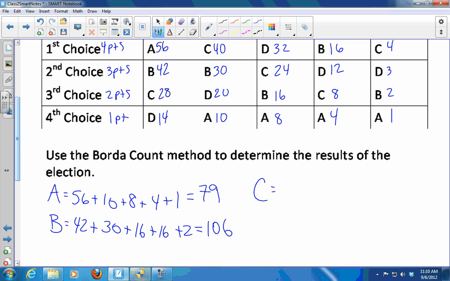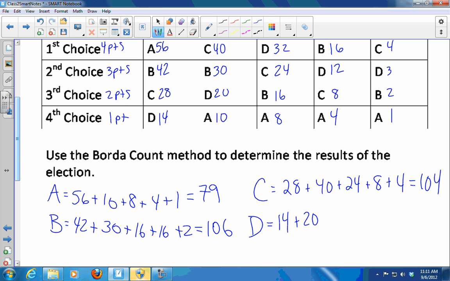And candidate C has 28 plus 40 plus 24 plus 8 plus 4. So that's 68, 78, 88, 92, 100, 104. And then D has 14, 20, 32, 12, and 3, and that adds up to 81. Okay, so who wins? B. Candidate B got the most points. Winner.